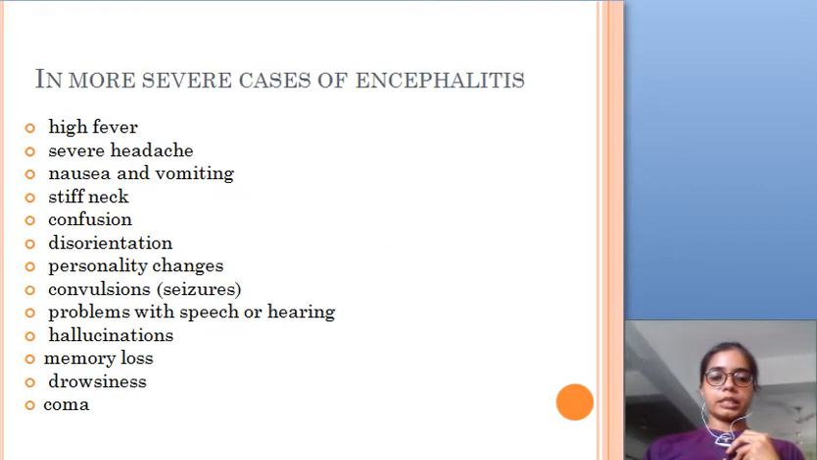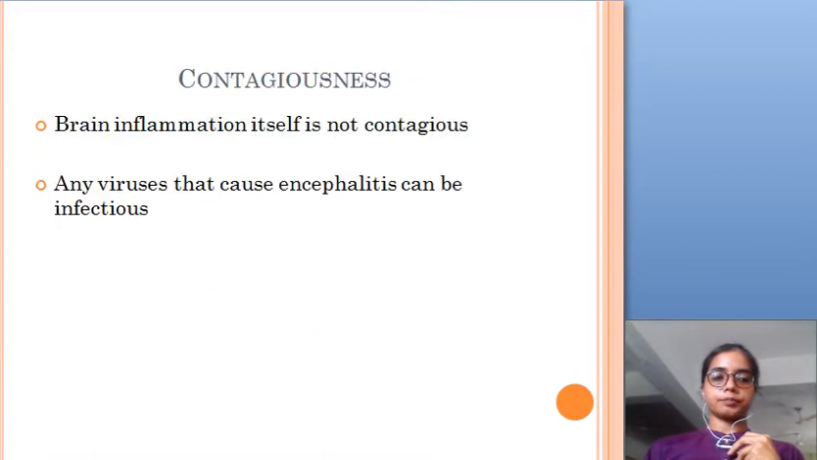In more severe cases, there is high fever, severe headache, nausea, vomiting, stiff neck, confusion, disorientation, personality changes, convulsions, also known as seizures, problems with speech or hearing, hallucination, memory loss, drowsiness, and coma in the most severe cases. Contagiousness. Brain inflammation itself is not contagious. Any viruses that cause encephalitis can be contagious.